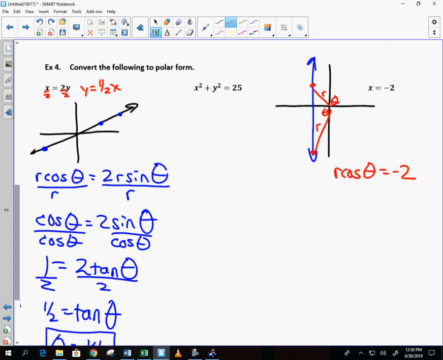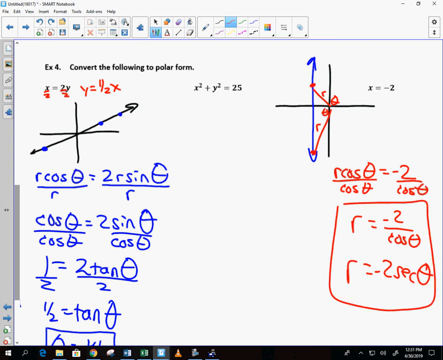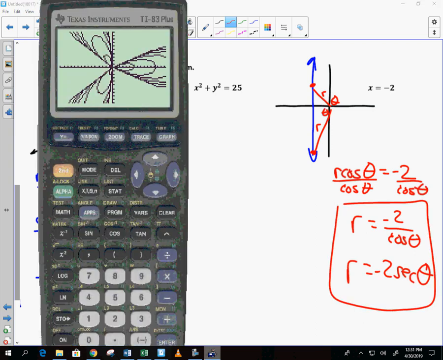And usually with parametric or polar equations, you solve for r. I divide by cosine of theta. And when I do, I get r is equal to -2 divided by cosine of theta. You guys all know what 1 over cosine is because you all take college trigonometry. What is it? 1 over cosine is the same as what? Secant. Either one I would accept on the test. Mathematicians like to write the secant one.